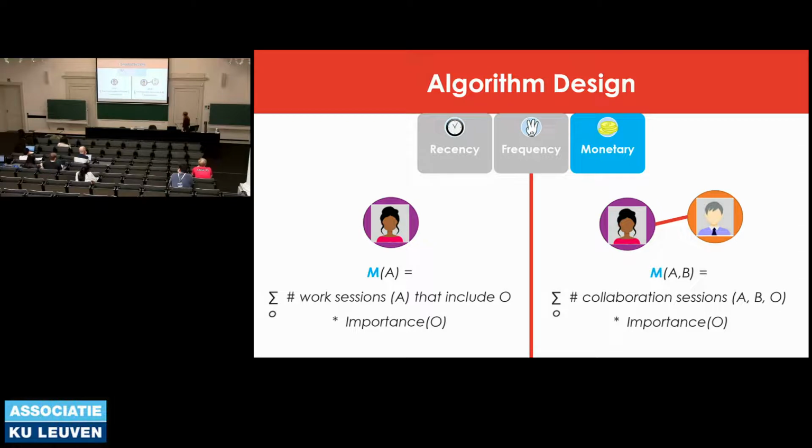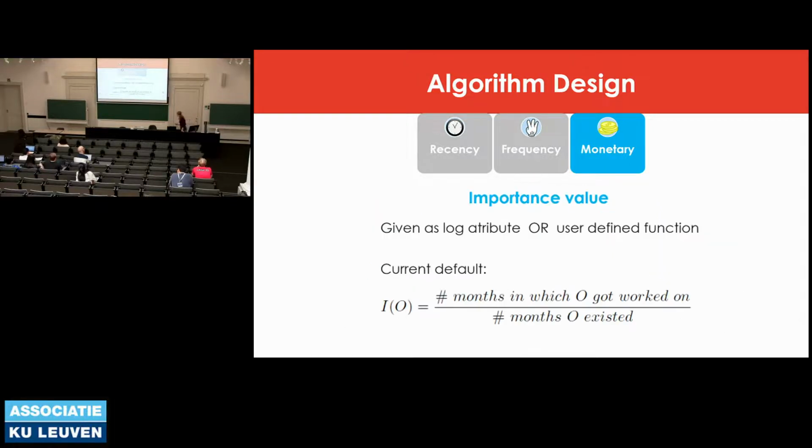Now, this importance value is very hard to set. So it's very project dependent. So normally, ideally, it will be given as a log attribute or some kind of user-defined function. We have a default value, which is based on an object is important if it continues to grow over time. So it's important for collaboration, because an object that's frequently worked on, if multiple people have knowledge of this, then it secures its further evolution.